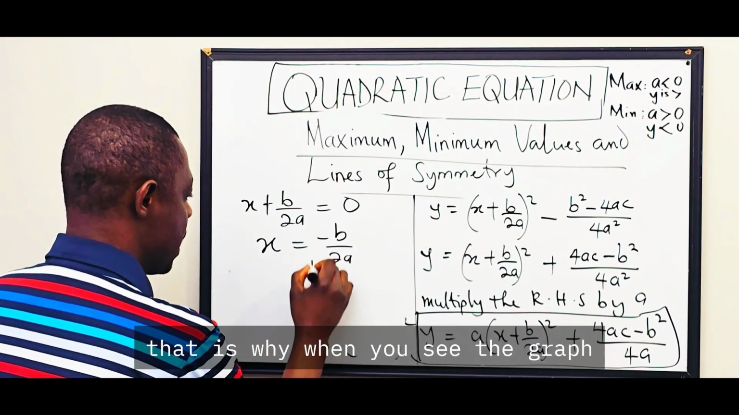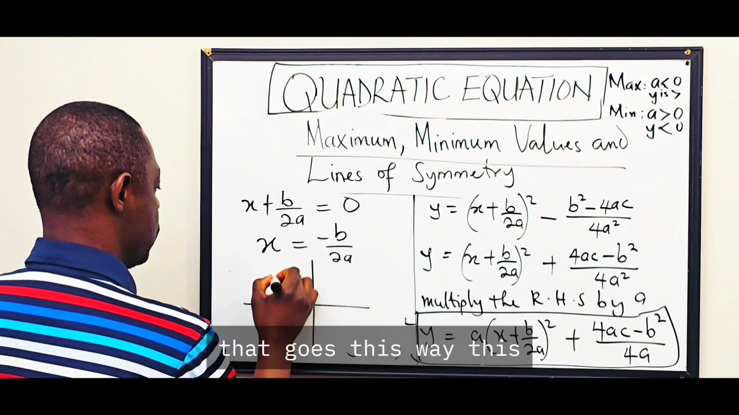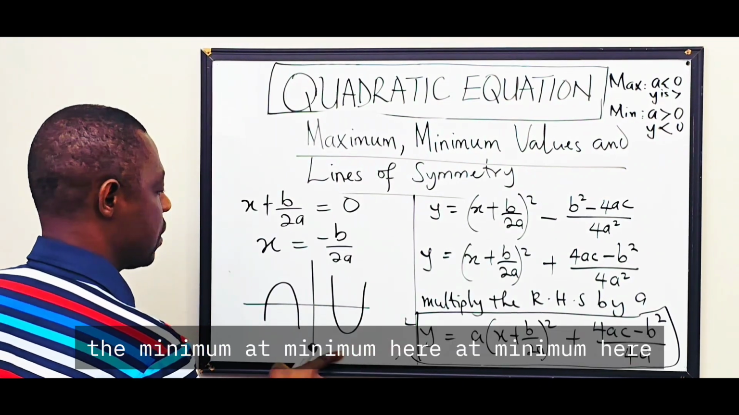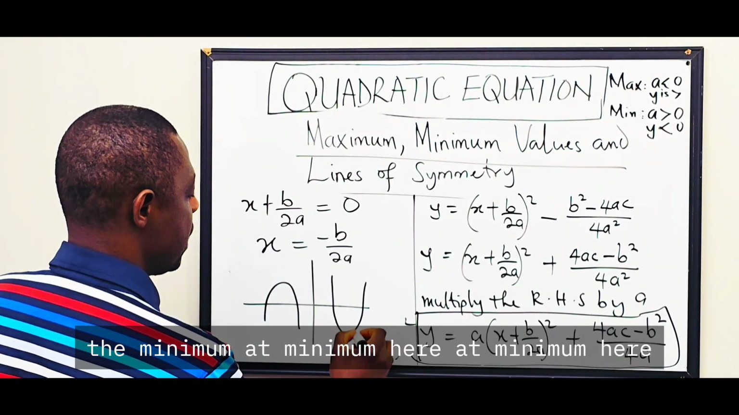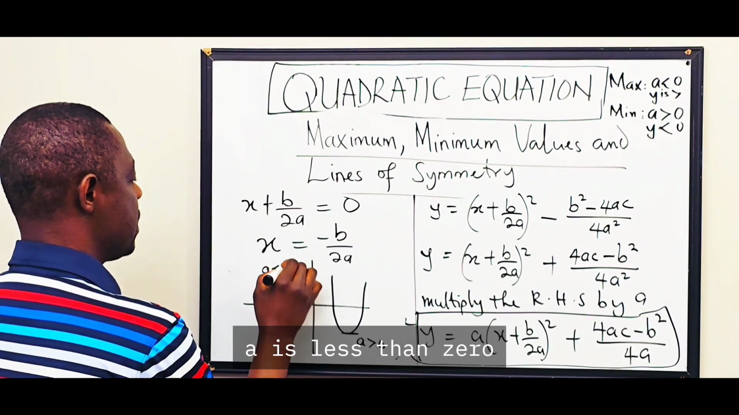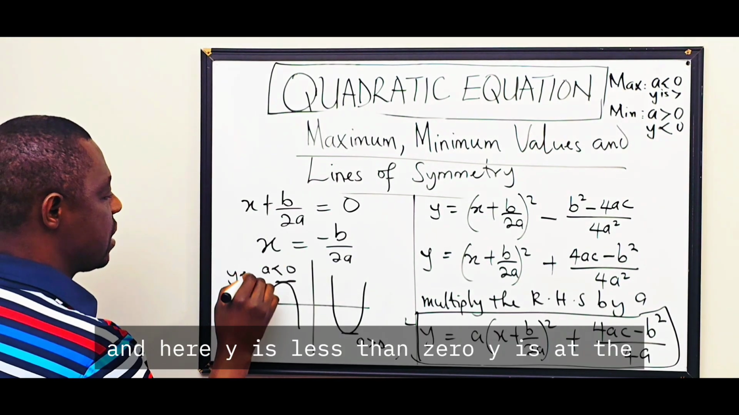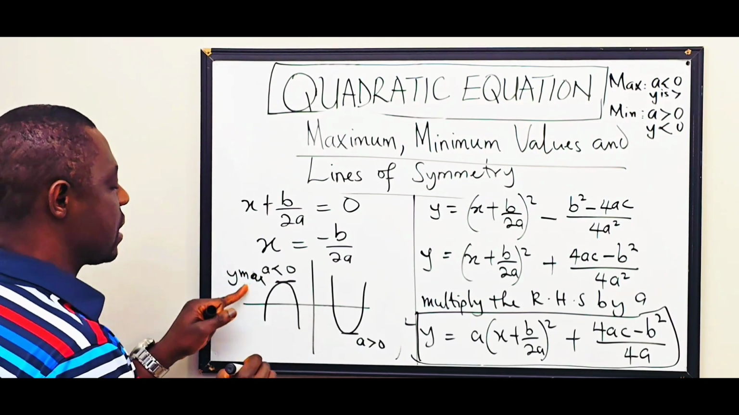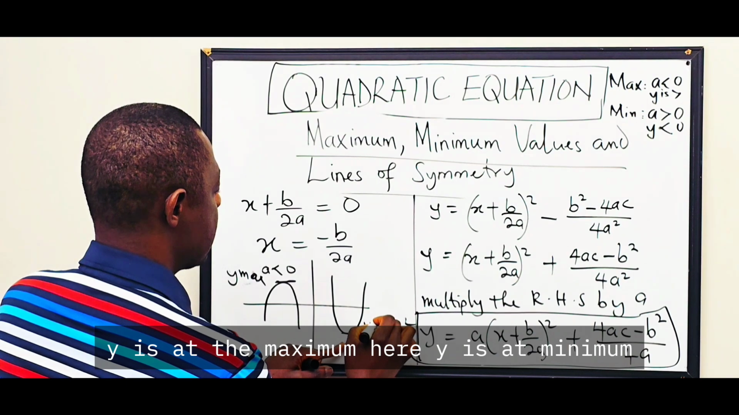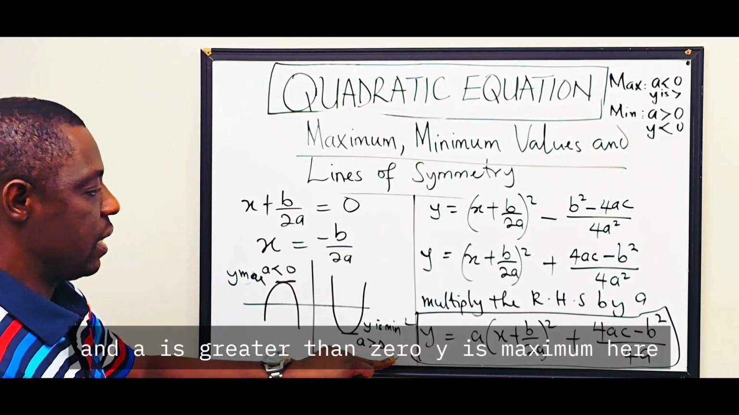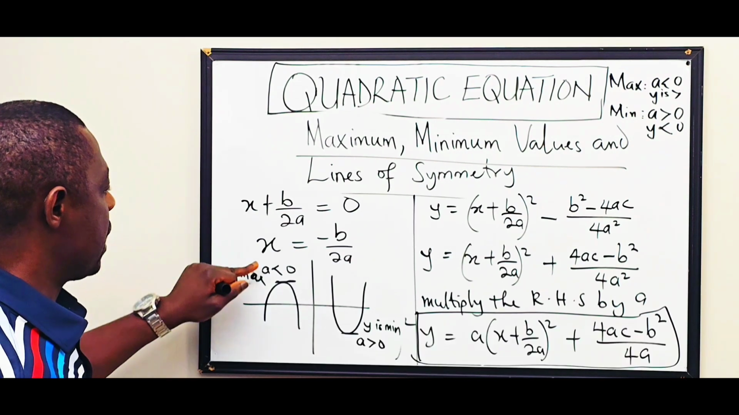That is why, when you see the graph that was drawn, the graph that goes this way, this is the minimum. At the minimum here, a is greater than 0. At the maximum here, a is less than 0. Y is at the maximum, sorry. Here, y is at the minimum. Y is minimum here, and a is greater than 0. Y is maximum here, and a is less than 0.